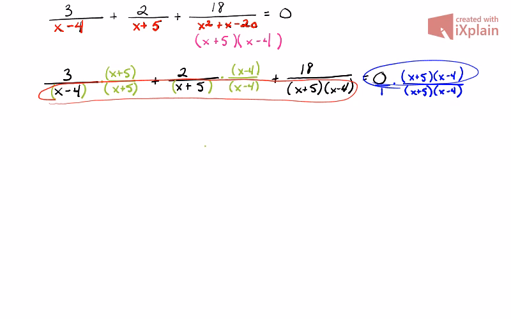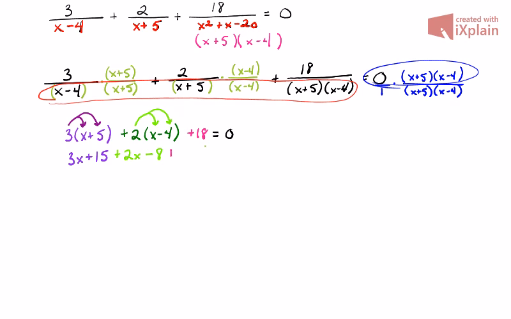So if we rewrite this, my first term is going to be 3 times x plus 5. And then we're going to have plus 2 times x minus 4. And then we're going to have plus 18. And that is equal to 0. So we'll go ahead and we will distribute this through for this first term. And that's going to give us 3x plus 15. And then we're going to distribute this positive 2 into that binomial, and that's going to give us plus 2x minus 8, and we still have our plus 18, and that is equal to 0.